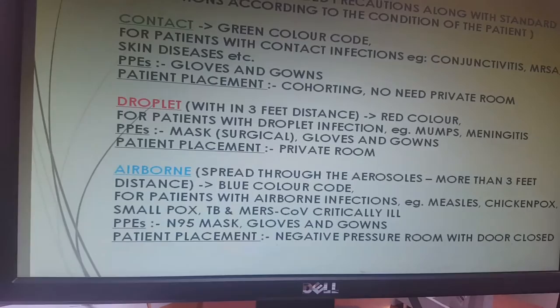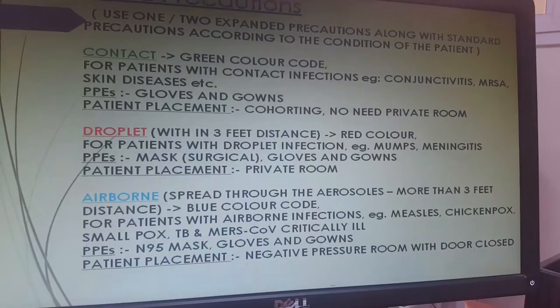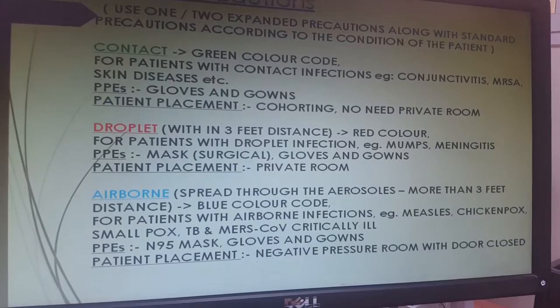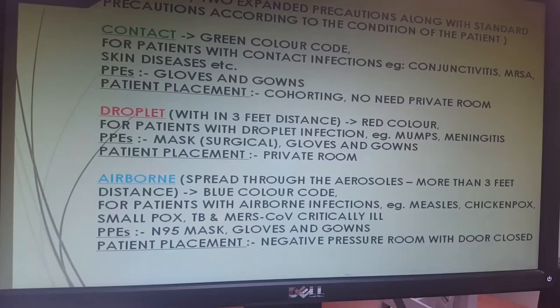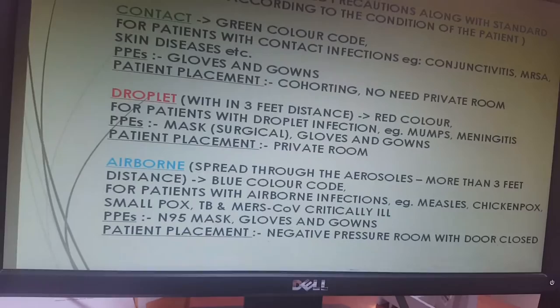The airborne, this one spreads through the aerosol, more than 3 feet distance, blue color. For patient with airborne infection, like measles, chickenpox, smallpox, TB, coronavirus, we have to use the PPE N95. You have to make a fit test for N95. It will be updated every year. All hospital staff, they have to get the N95 card. This card will write what is the fit for you.